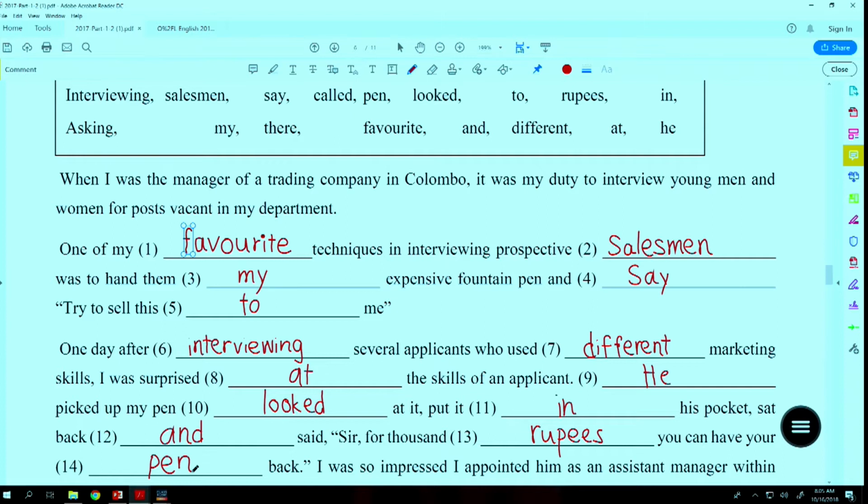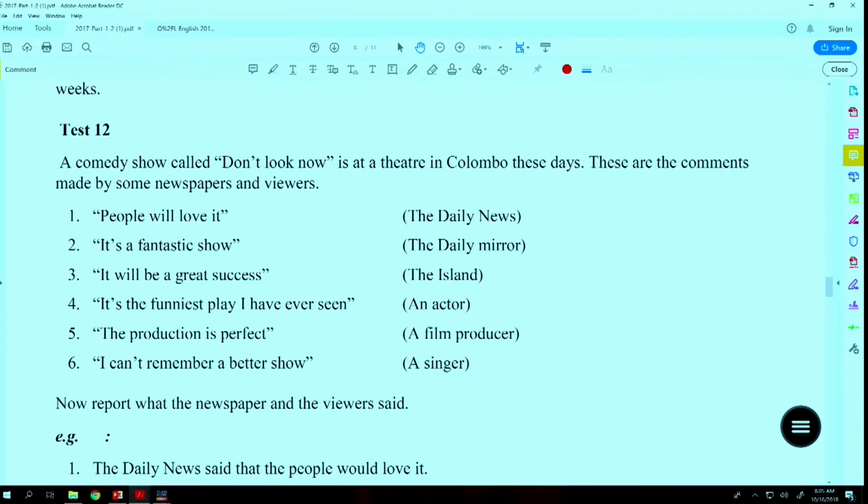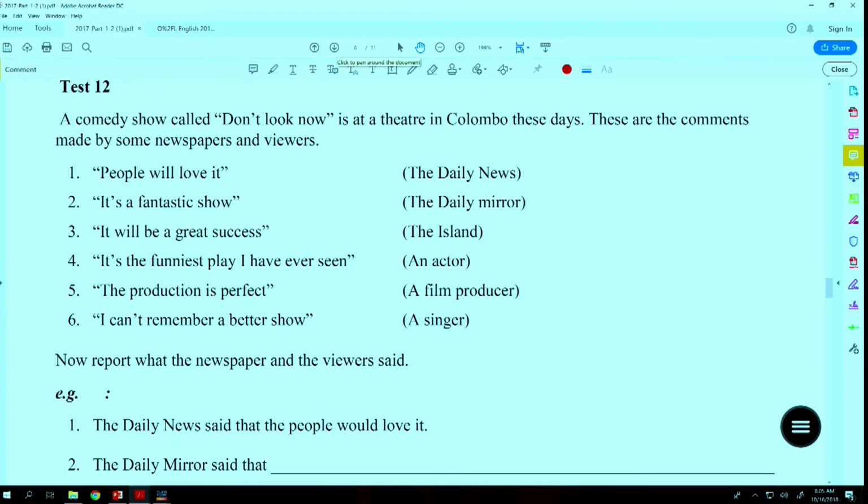It's test 12. Read it well first. A comedy show called Don't Look Now is at a theatre in Colombo these days. These are the comments made by some newspapers and viewers. Viewers means audience. Balapu aya, right? In the brackets, you are given the names of a newspaper as well as some persons.